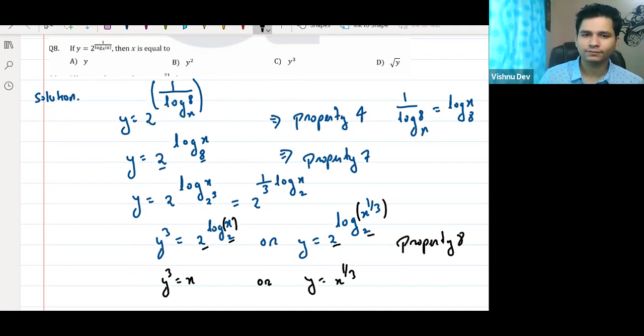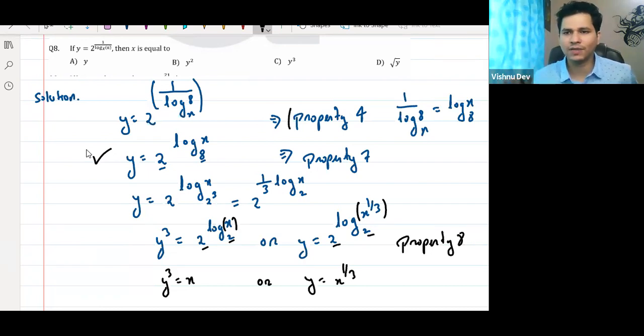Property 4. Property 4, right, sir? Because it is 1 by log 8 base x. So I can use property 4 first. So I use property 4, and after using it, I will get this. Everyone got this? Sabko samajh mein aaya? Everyone got this? Raise your hand. Yes, sir.